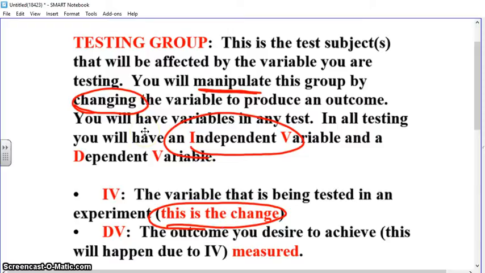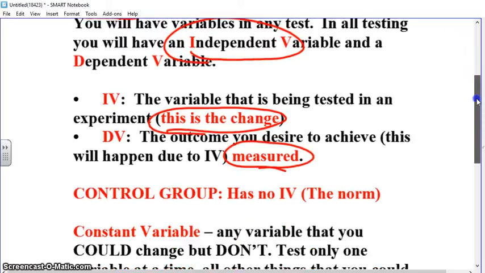So the DV is what you're measuring. Okay, very good. So the time, and then the mass of the bird seed, for those two examples.